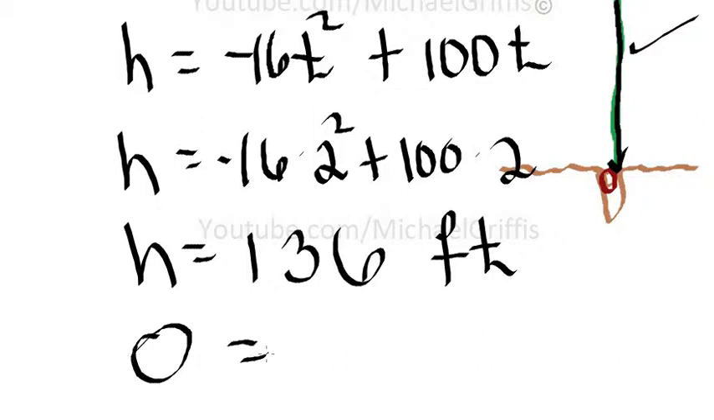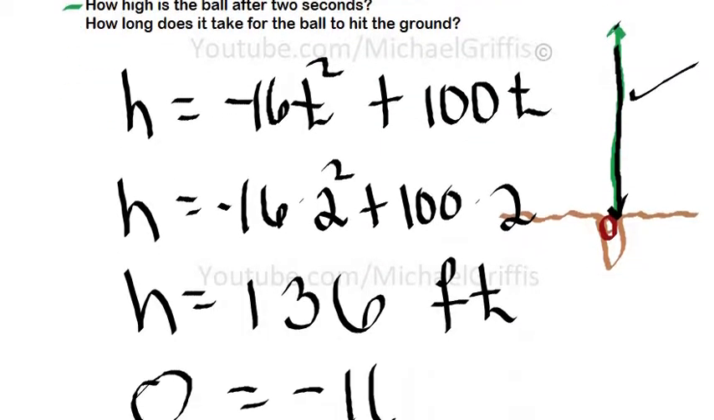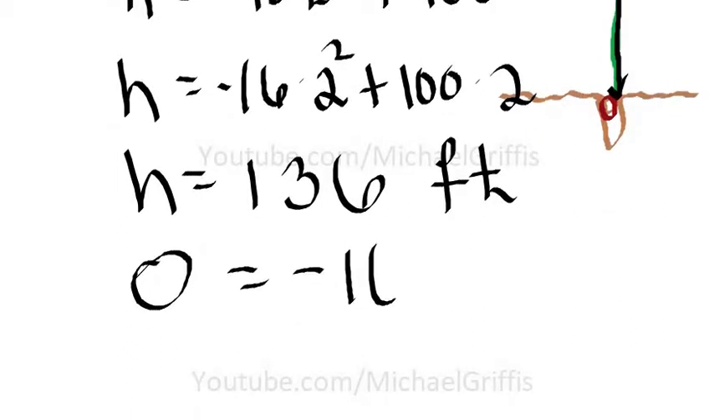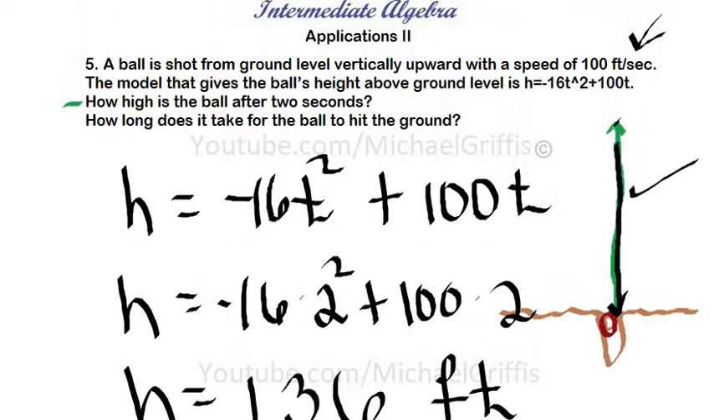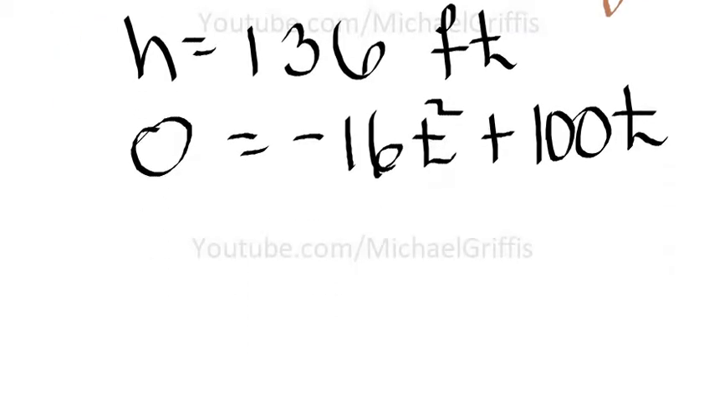All right. So let's go ahead. Is that what the problem is? Hold on. No, it's negative 16 t squared plus 100t. So we're setting the height equal to 0, and we're solving for t in this problem. What are we going to do?